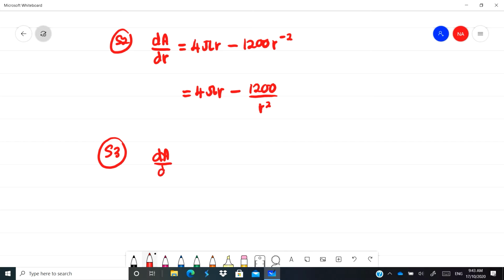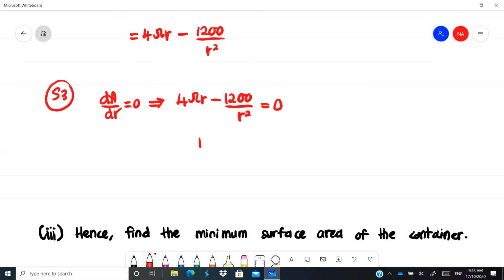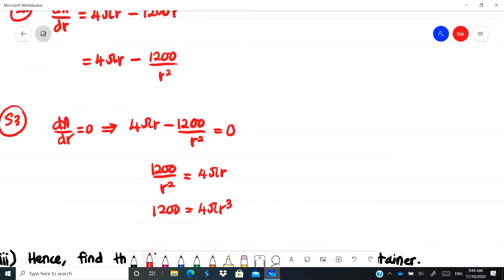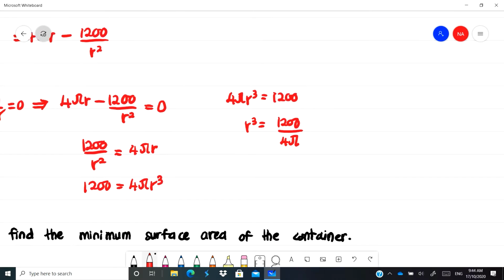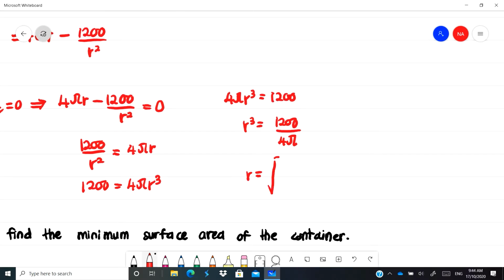So I'll just write this first. So we'll have 4 pi r minus 1200 over r square equal to 0. So 1200 over r square equal to 4 pi r. So I'll have 1200 equal to 4 pi r to the power of 3. Solving this, we'll have r to the power of 3 given by 1200 over 4 pi. So to find the value of r, we'll have to find the cube root of this value.